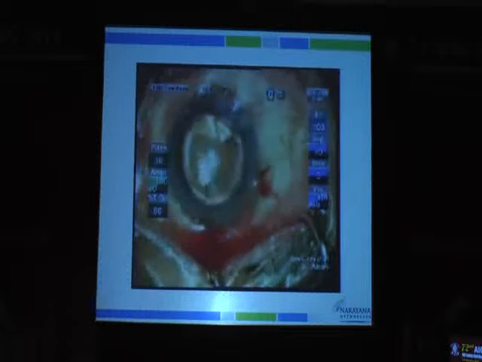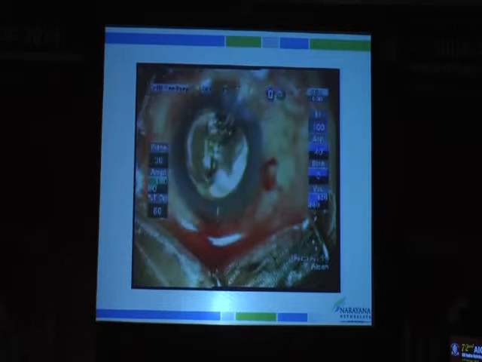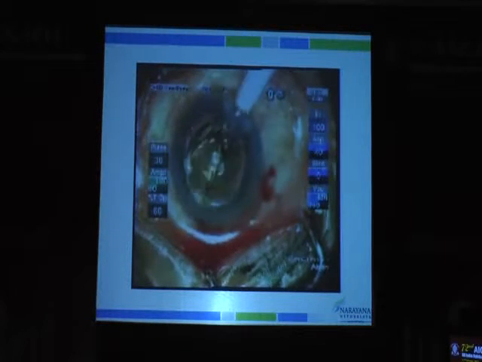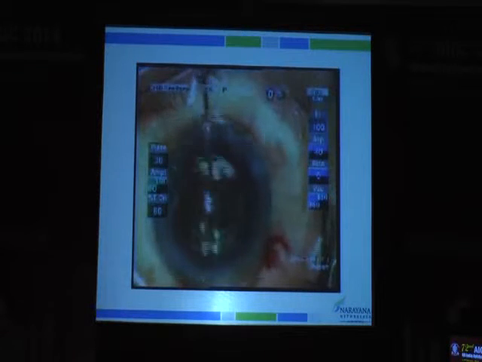Once that is done, all one has to do is inject the sulcus fixated multifocal IOL into the eye, and then simply dial it in place.